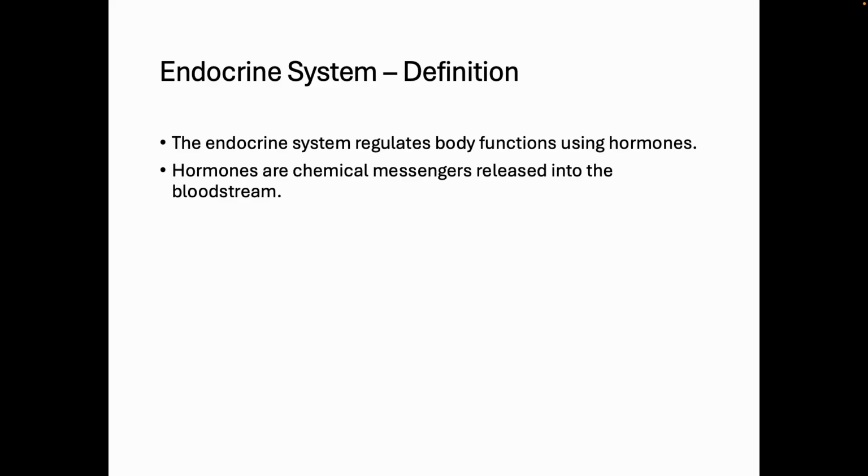Write this on here. All right. Endocrine system regulates body functions using hormones. And hormones are chemical messengers that are released into your bloodstream to make things happen.